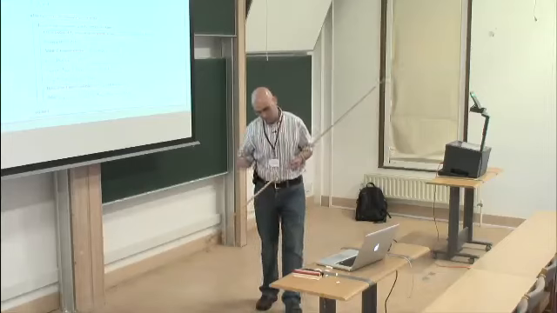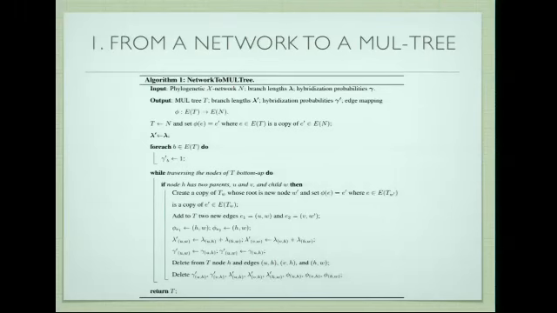So this is the pseudocode of an algorithm for taking a phylogenetic network and converting it into a multi-labeled tree. It's nothing actually hard. It's just that we take a phylogenetic network along with its branch length and hybridization probability. We need to get a multi-labeled tree.